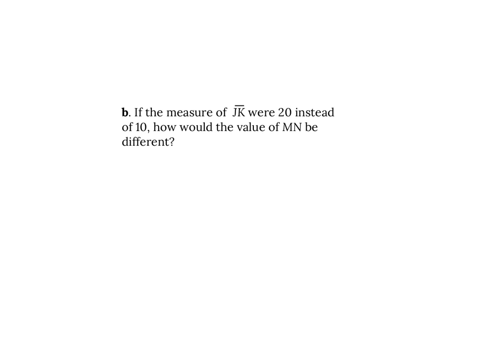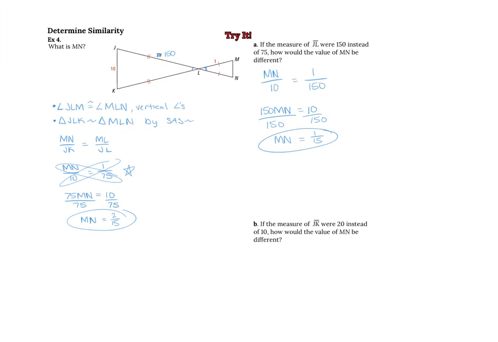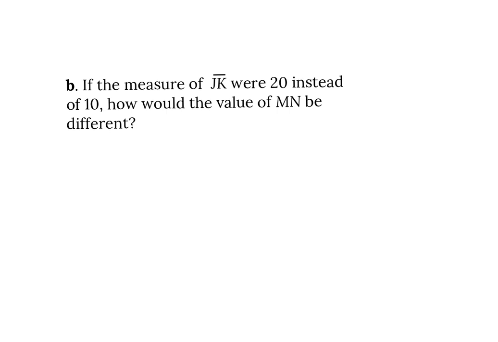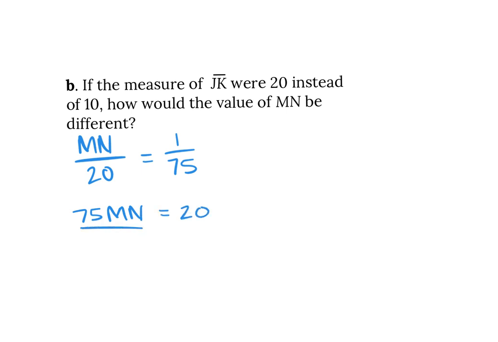Right, B. If the measure of JK were 20 instead of 10, how would the value of MN be different? Okay, so this time JK, instead of this being 10, it is now 20. And we're going back and our JL is now 75 again. Okay, so I'm going to come back over here and set this all up. So MN over the 20 this time instead of 10 would equal 1/75. Cross multiply. So MN will end up equaling 4/15.